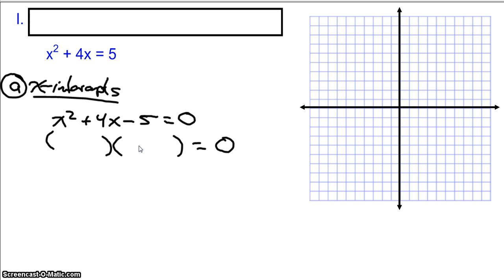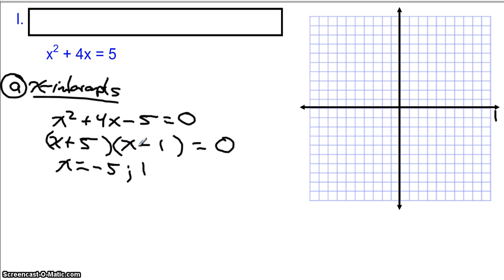Who has the factors? Summer. X plus 5 times x minus 1. Good job. So if we look at the outside, negative 1x, and the inside, positive 5x, that adds up to 4x. Good job. Okay, so what would the solutions of this be? The solution of the first binomial is negative 5. And the second is 1. So these are points. These are x-intercepts. They're also called solutions, but they're points on this graph.